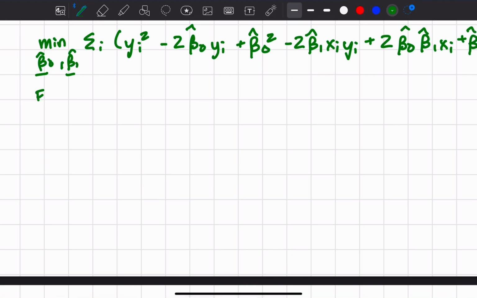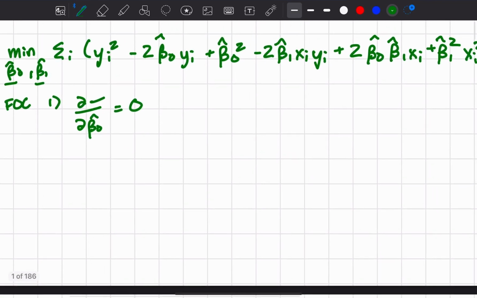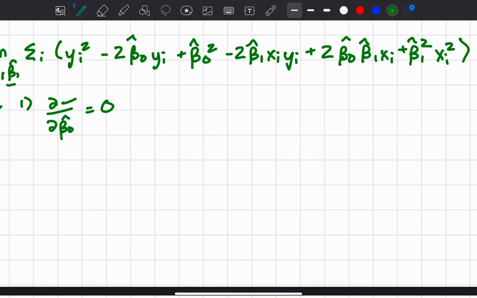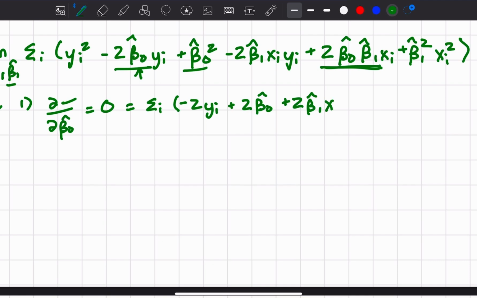So we're going to take the first order conditions. First one we'll take with respect to beta naught hat. So the partial derivative, all that stuff, with respect to beta naught hat, and we're going to set that equal to 0 because we want to find the minimum. So let's take the partial derivative of all this stuff, set it equal to 0. So that'll be sum over i. Beta naught hat shows up here. Here. It's not. So I'll just underline it here. And here. So it'll be negative 2 y_i. Taking the partial derivative, so the beta naught hat part will disappear. Plus 2 beta naught hat. And then finally, plus 2 beta 1 hat x_i.